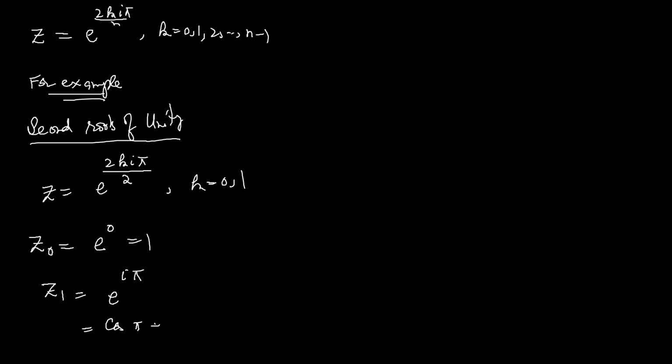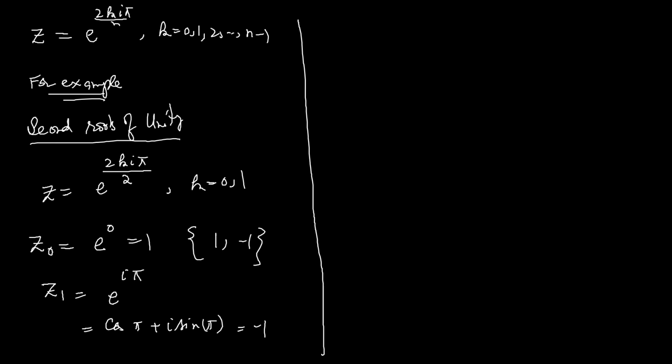This is equal to cos π plus ι sin π. Sin π is equal to 0 and cos π is equal to minus 1. So there are 2 roots, 1 and minus 1. If we look at the complex plane, one root lies here and the other root lies here.